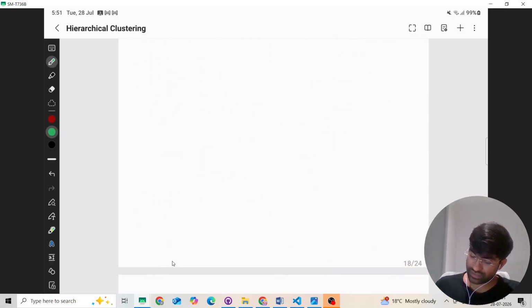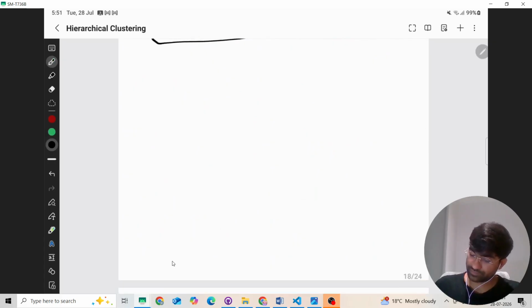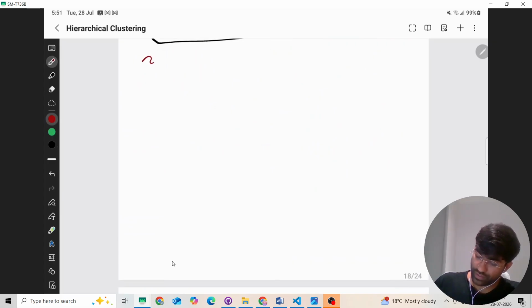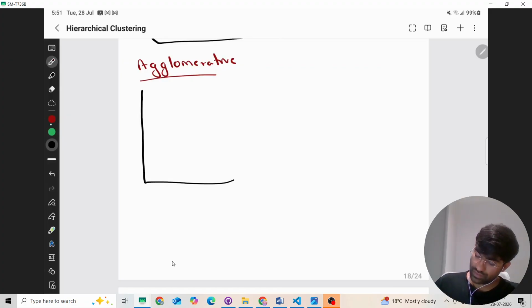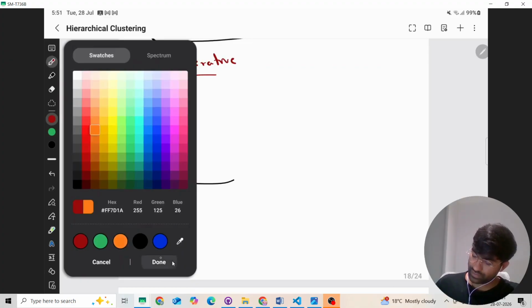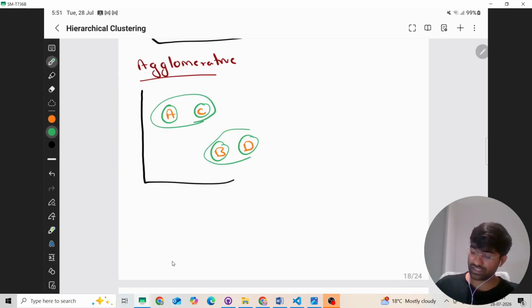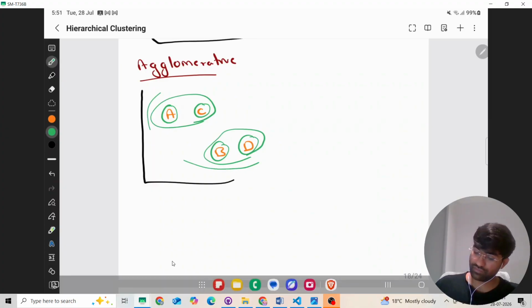Consider the agglomerative example. Same example we will consider. Agglomerative. We have 4 data points: A, C, B, D. So agglomerative, what will it do? It will first form clusters for each data point. Then it will merge nearest data points and form clusters, and then it will form the final one cluster.